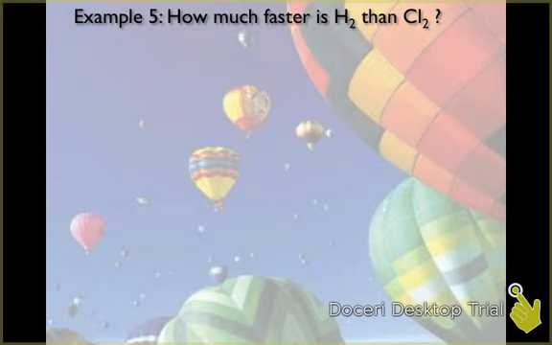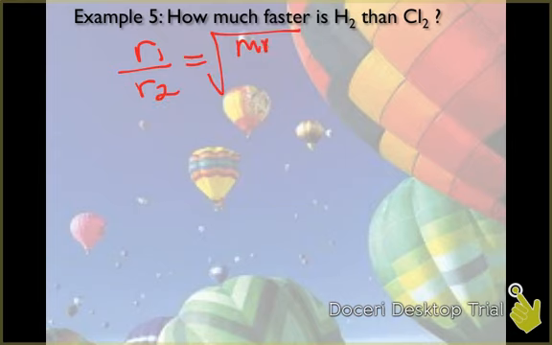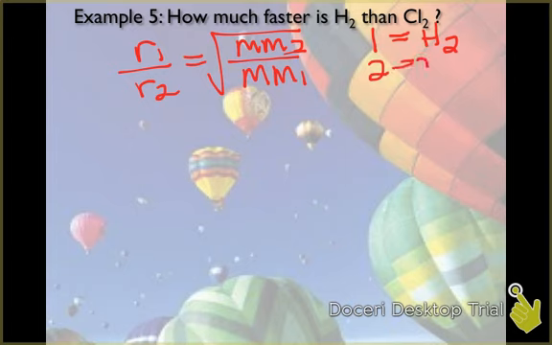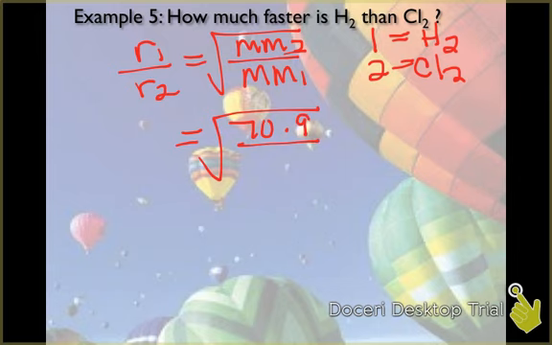Example number 5 says, how much faster is H2 than Cl2? Again, we're going to be using R1 over R2 equals the square root of our molar mass 2 over our molar mass 1. I again am going to assume that hydrogen is going to be moving faster than chlorine because it is so much smaller. So I'm going to make 1 hydrogen and 2 chlorine. And now all I have to do is plug in my molar masses. My molar mass of Cl2, remember our diatomic molecules, is going to be 70.9. The molar mass of hydrogen is still 2.02. So if we do a little bit of math, we get that that's 35.09.